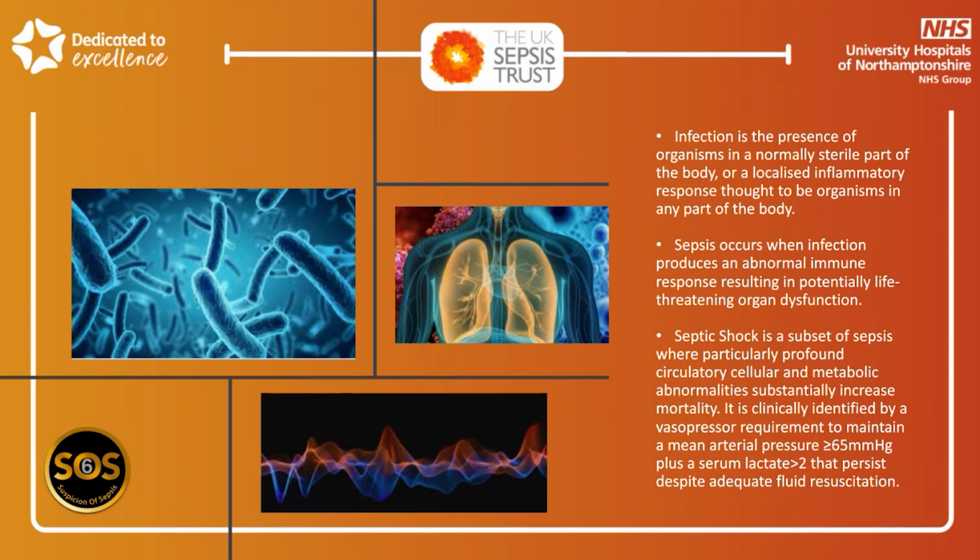Infection is the presence of organisms in a normally sterile part of the body, or a localized inflammatory response thought to be organisms in any part of the body. There's sepsis, which occurs when infection produces an abnormal immune response resulting in potentially life-threatening organ dysfunction. And then septic shock, which is a subset of sepsis where particularly profound circulatory, cellular and metabolic abnormalities substantially increase mortality. It is clinically defined by a vasopressor requirement to maintain a mean arterial pressure greater than 65 millimetres of mercury, plus a serum lactate greater than 2 that persists despite adequate fluid resuscitation.